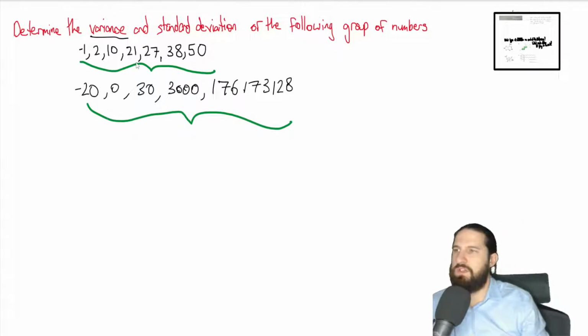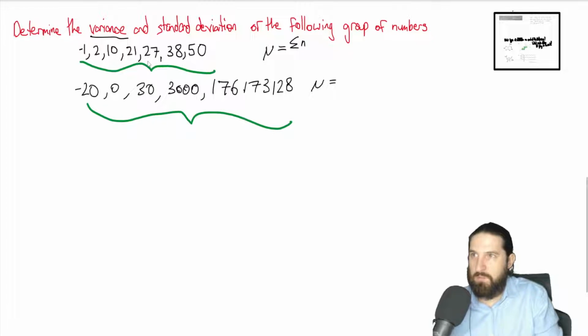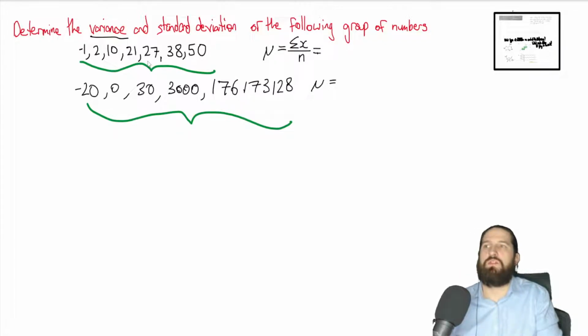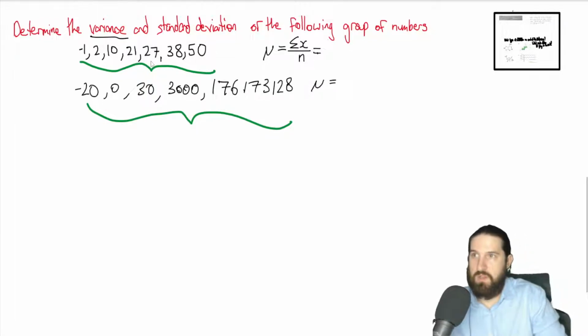So let's calculate the mean for each of these. The way we're going to do that is we're just going to sum them up. X is each of them, N is the number of them, right? So sum each of them up and divide by the number of them. Okay, so -1 plus 2, that's just 1, plus 10 plus 21 plus 27 plus 38 plus 50 is 147. So that's the sum of them, divided by 1, 2, 3, 4, 5, 6, 7.